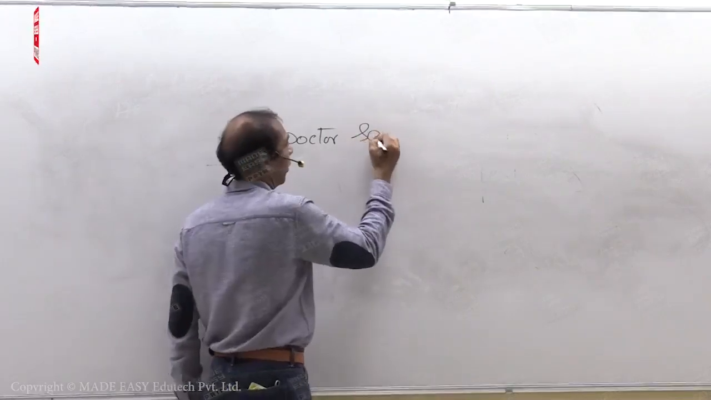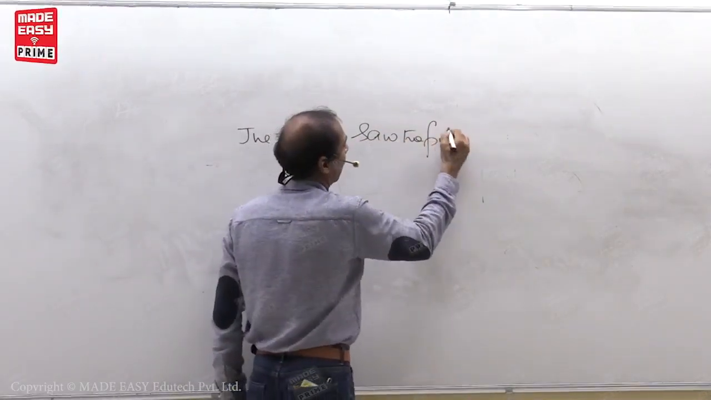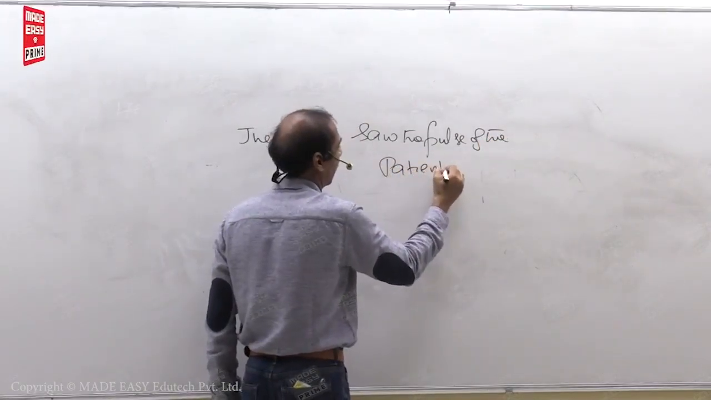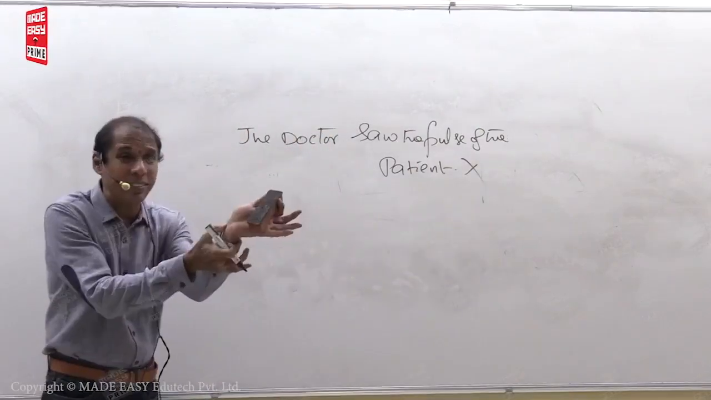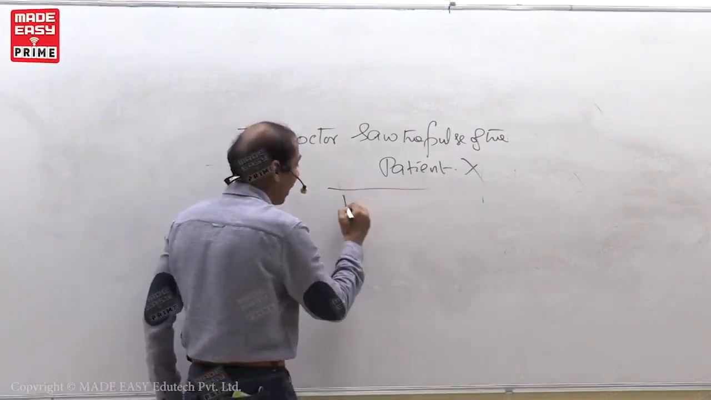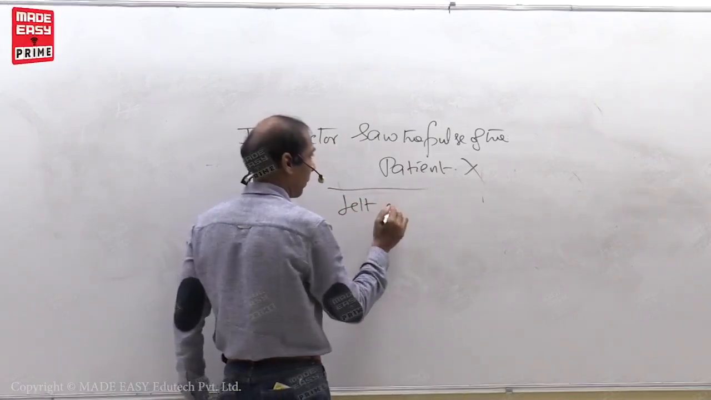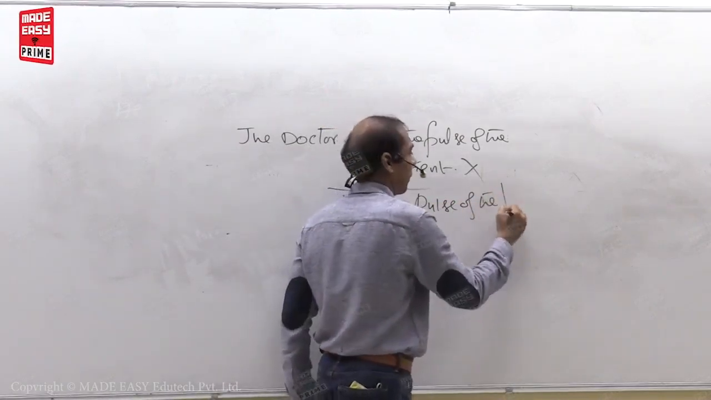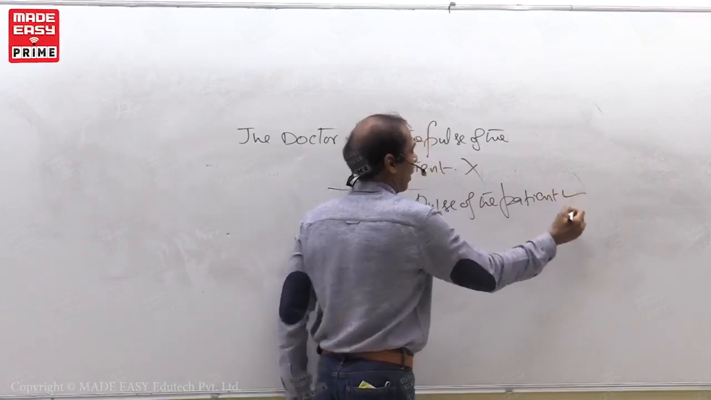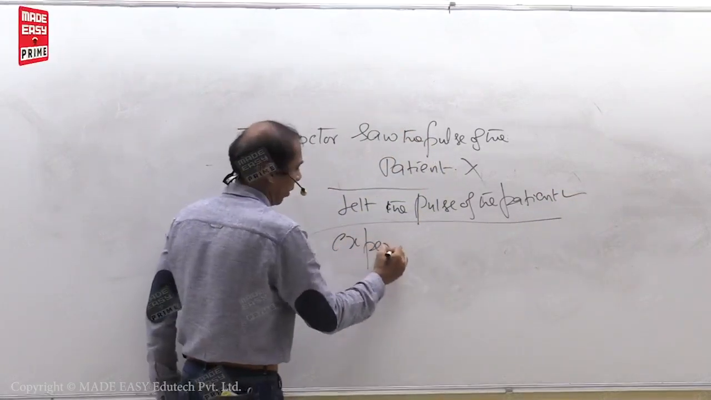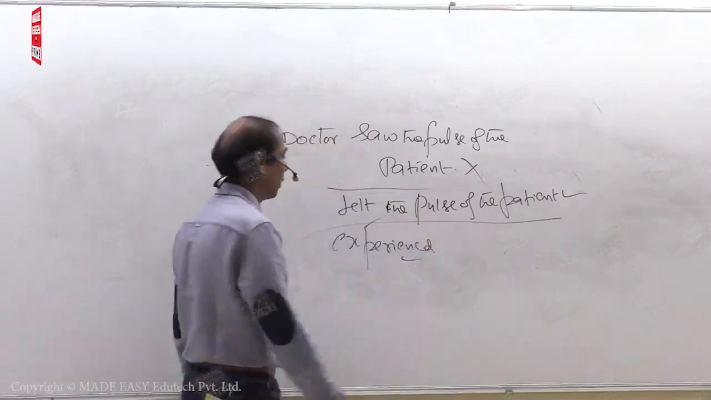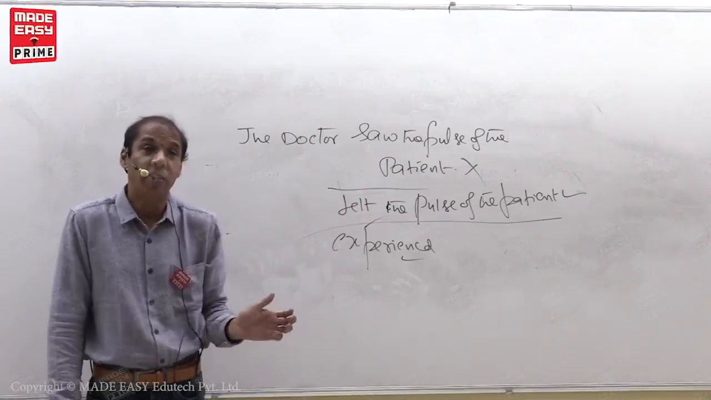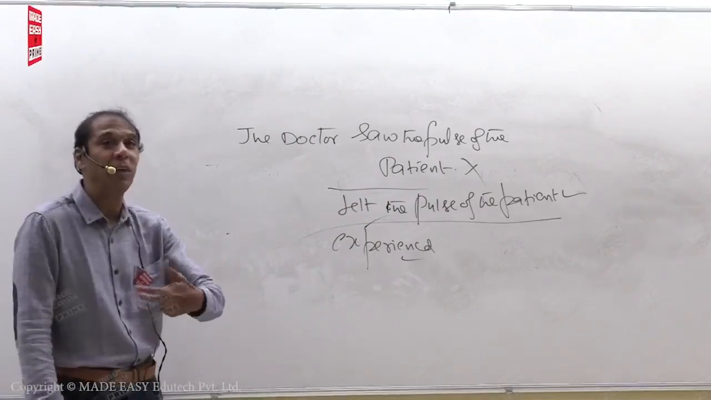The doctor saw the pulse of the patient. This is wrong. None can see the pulse. The doctor felt the pulse of the patient. This is correct. Or else experienced also correct. Both are correct. When we go to doctor, we commonly ask him like this, sir, see my pulse. Wrong. Feel my pulse. Just like feel my love. Okay.